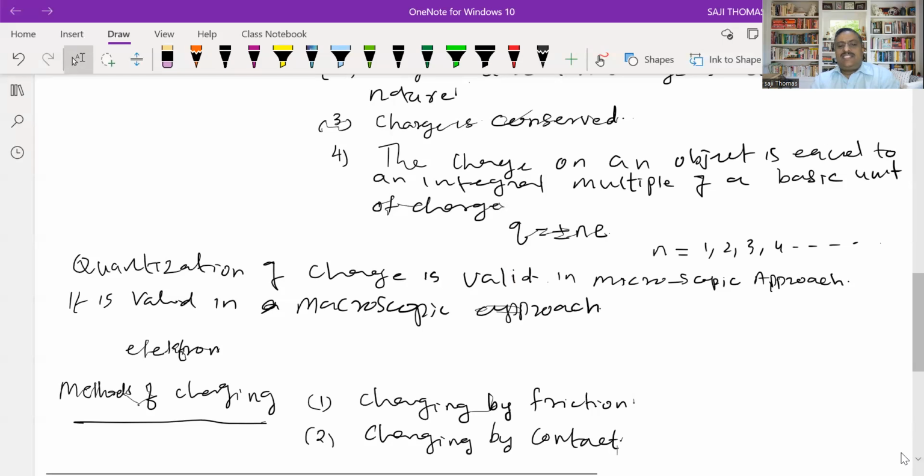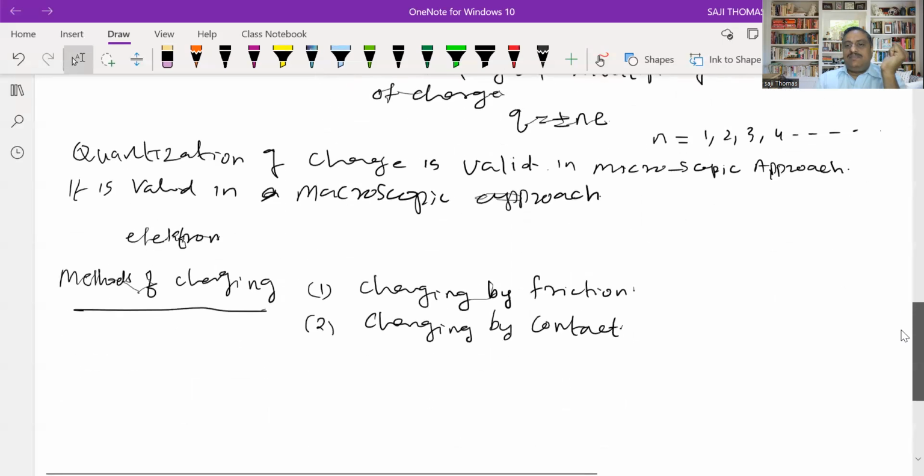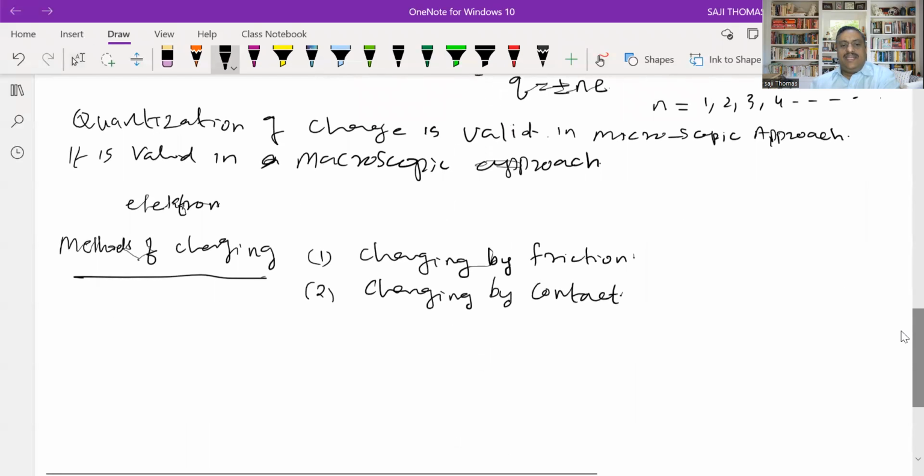So second method is charging by contact or charging by conduction. When a charged object is kept in contact with another uncharged object, the charge will flow from one object to the other object till they attain an equilibrium, right? This is charging by contact. Now, one more method is there, charging by induction. Okay, charging by induction. Third method is charging by induction.